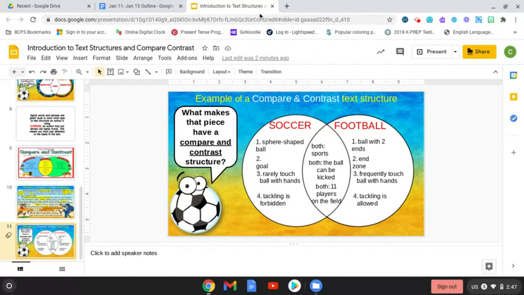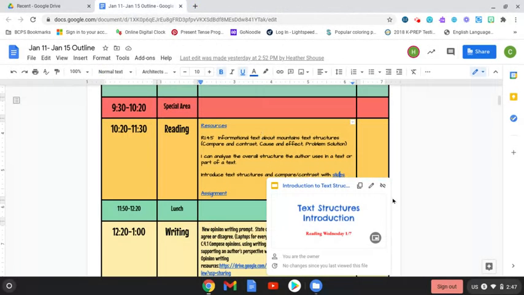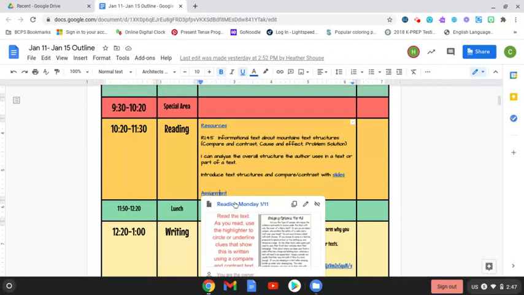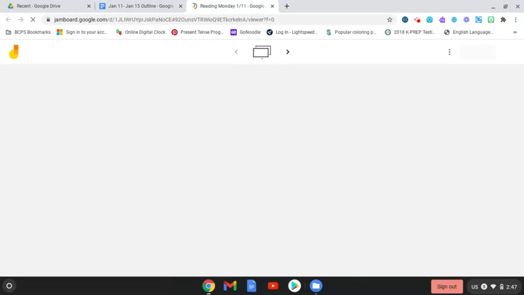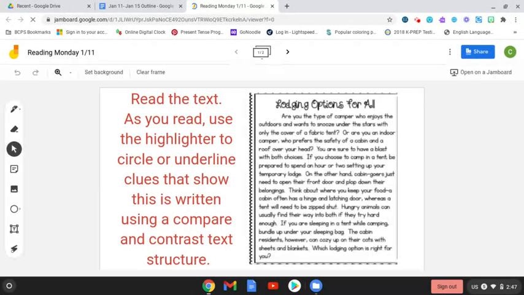So you are going to be doing something similar to this, and what you're going to be doing is a Jamboard. And again, this text is obviously compare and contrast because it's the only one I've presented to you so far. As you read the text, you're going to use the highlighter to circle or underline clues that show it's written using compare and contrast structure. So use your highlighter tool, and as you're reading, find clues that show you it's comparing and contrasting.